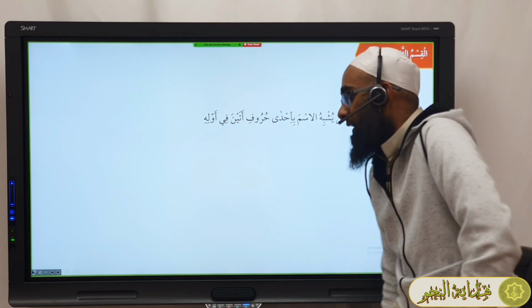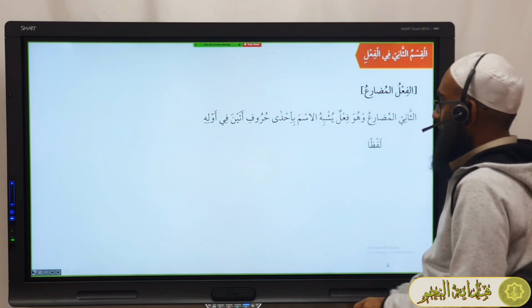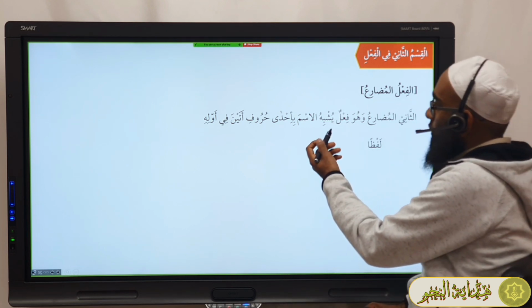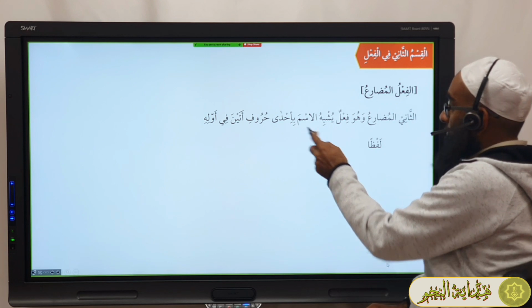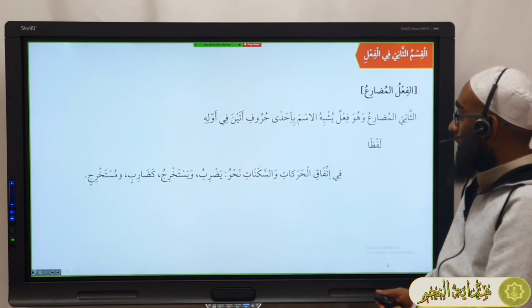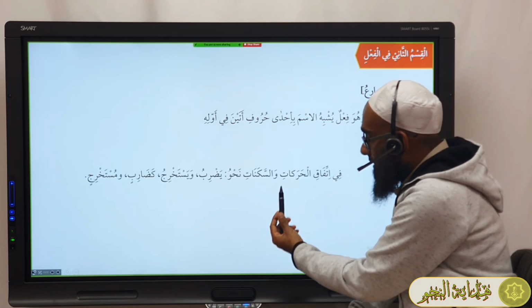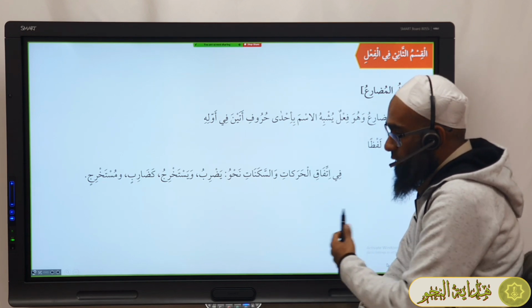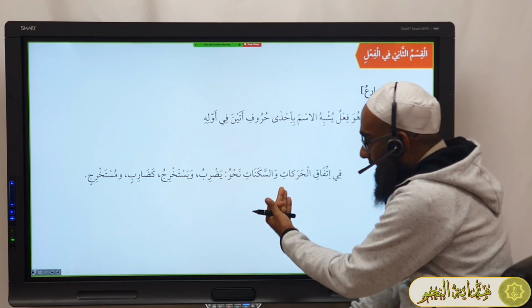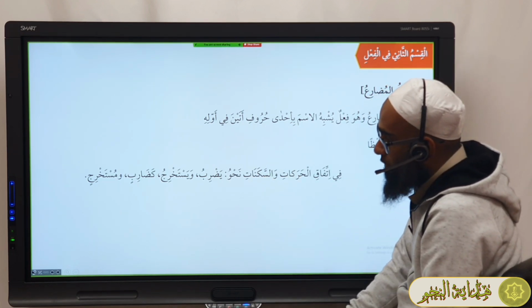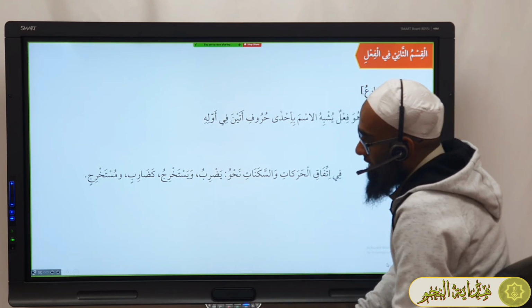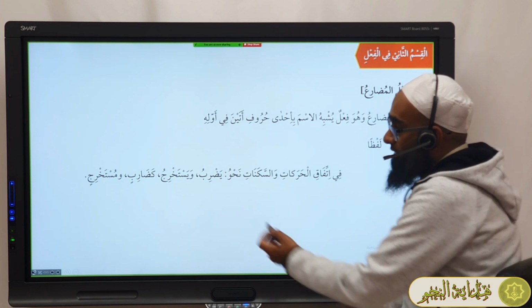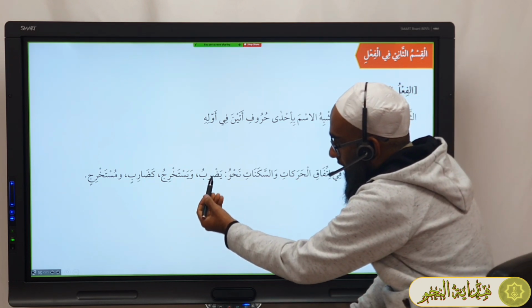Okay? Yes, so he says here lafdhan. So it has mushabaha, yushbihul isma. Anyways, it resembles the ism lafdhan, in wording. How? في اتفاق الحركات والسكنات, in the unanimity or similarity in the harakat and the sakanat. Like yadribu, yastakhriju. So yadribu and yastakhriju are like daribin, mustakhrijin. Yes, even yadribu, daribun.